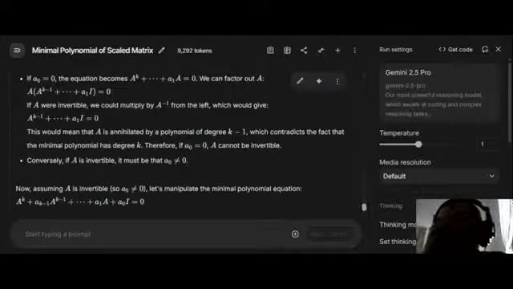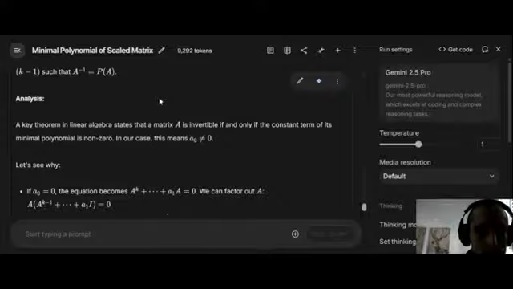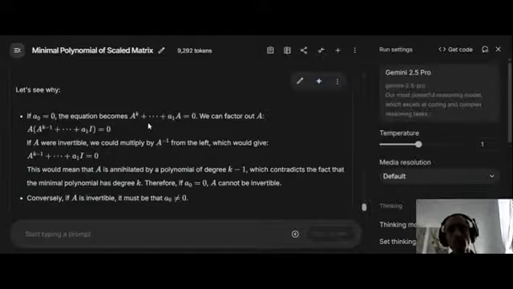Which I will talk about later. The constant term, you can know, is not zero. That's interesting.